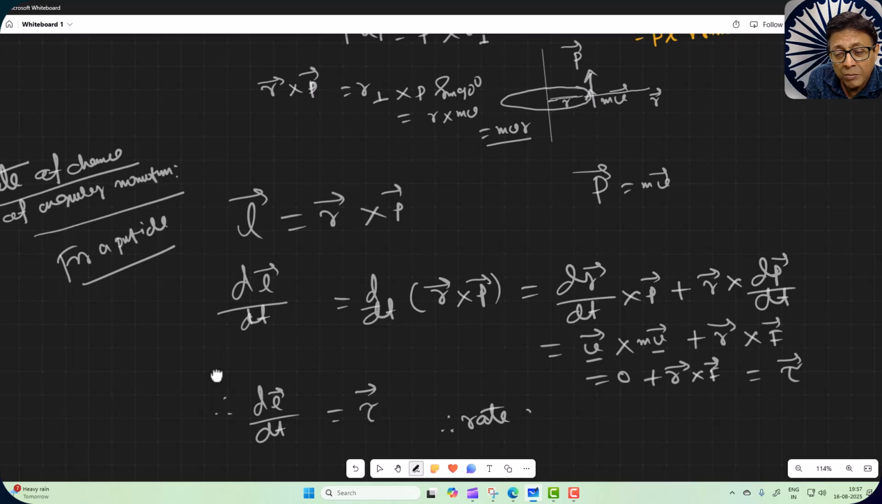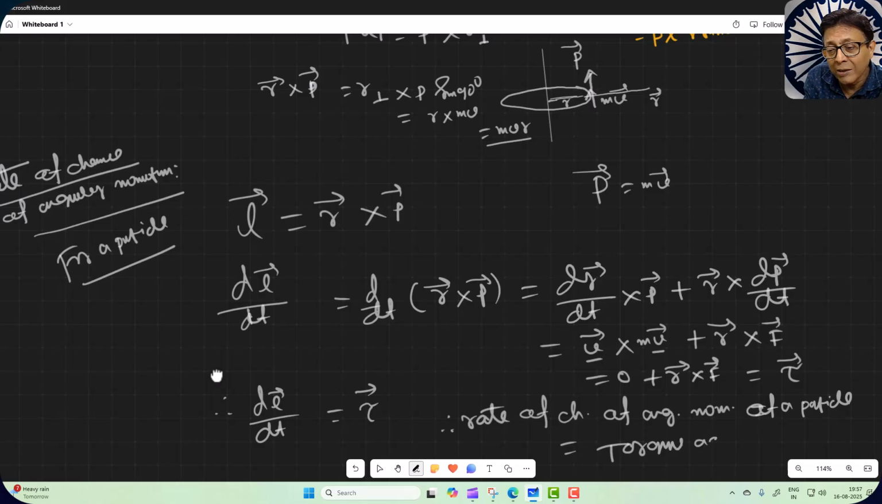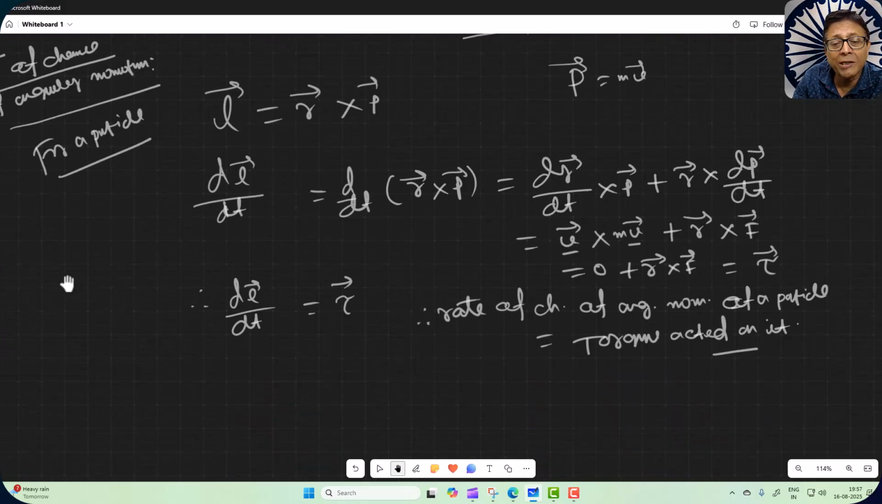Therefore, rate of change of angular momentum of a particle equals the torque acted on it. Okay. Now for a system of particles, how do you define angular momentum?